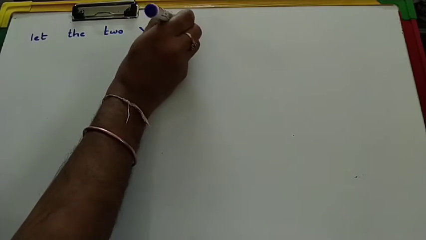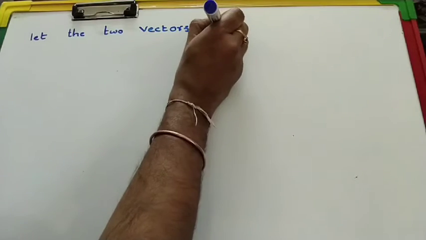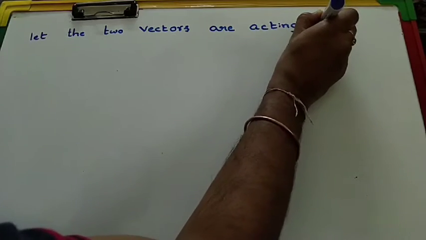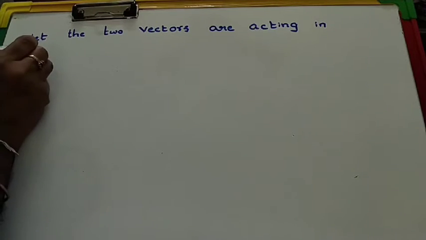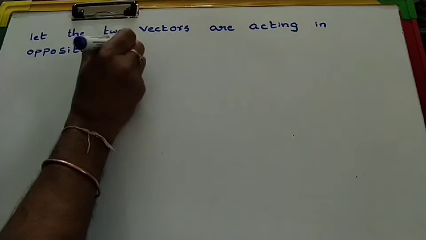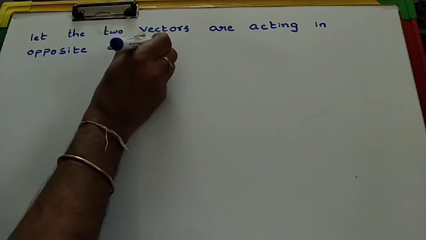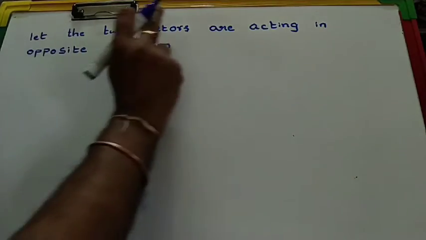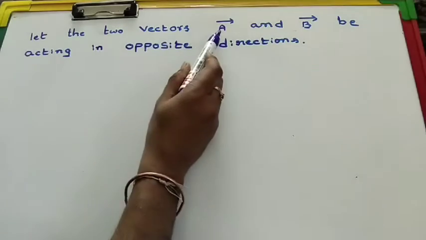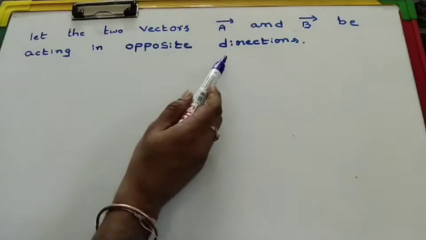Let the two vectors, vector A and vector B, be acting in opposite directions.